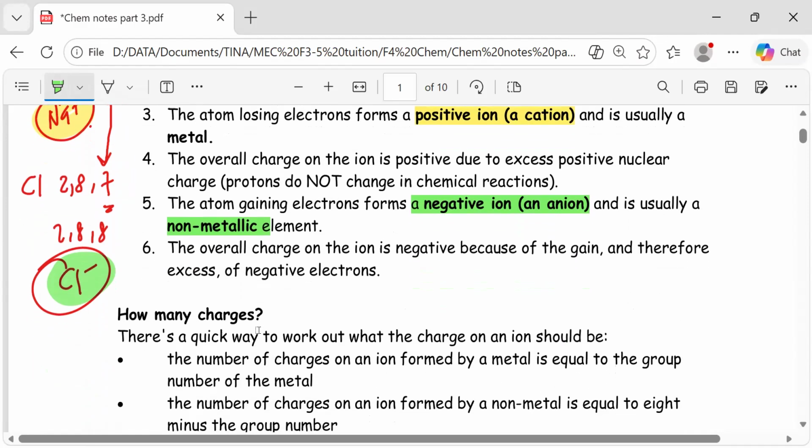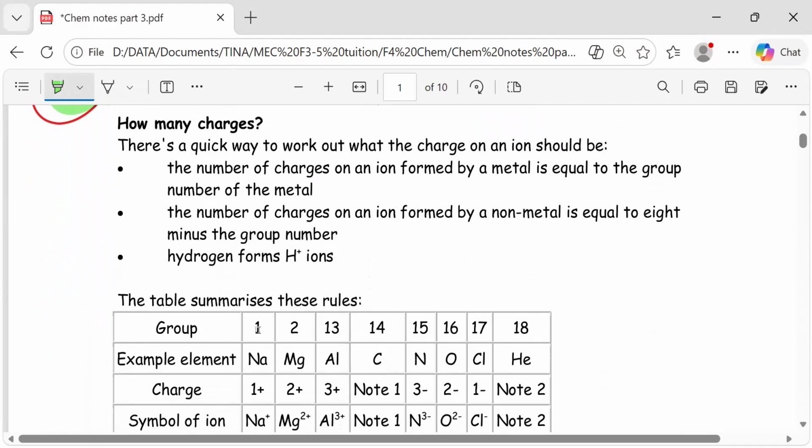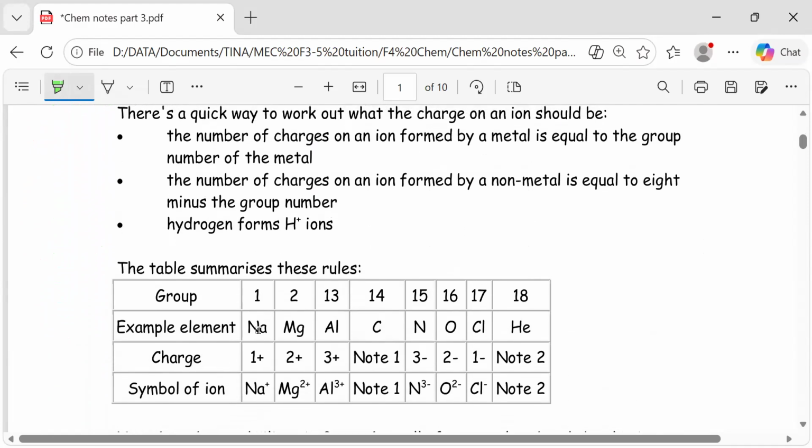Everybody in group one has one valence electron, so it always releases one, so it becomes one positive. Everyone in group two, positive two, everyone in group three, positive three. Group four doesn't react, it only does covalent.